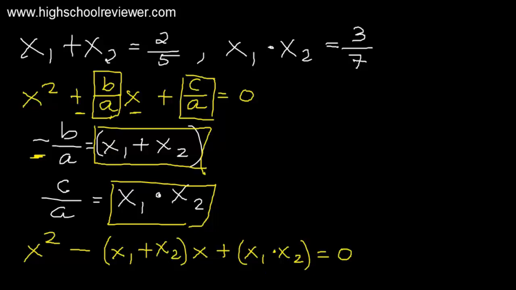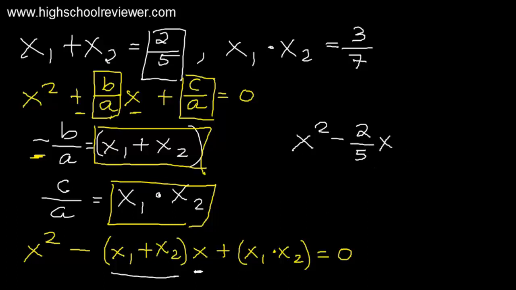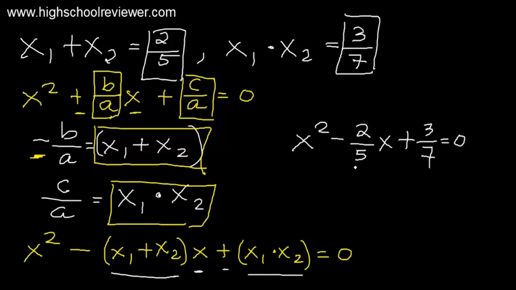And we can substitute now the values of x sub 1 plus x sub 2. So substituting the values, we will have here x squared minus, so the value of x sub 1 plus x sub 2 is 2 over 5. So we will have here minus 2 over 5, and multiply this by x. So we have here the variable x, and then plus, instead of x sub 1 times x sub 2, we are going to use 3 over 7. So this will be plus 3 over 7 equals 0. So we need to simplify this.